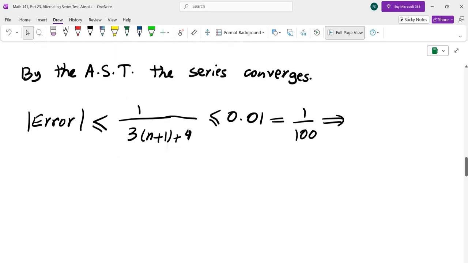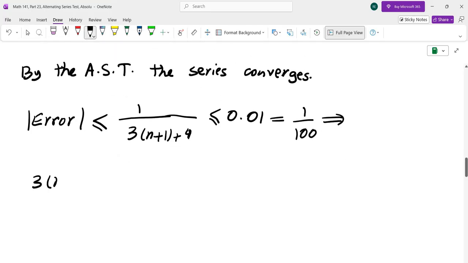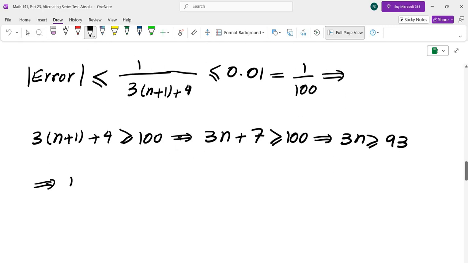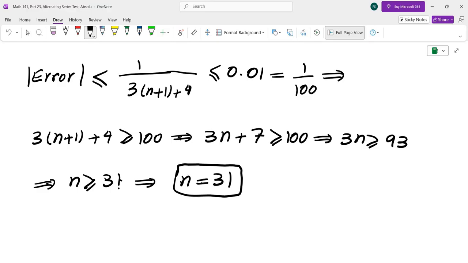If we take the reciprocal of both sides, we get 3 times n plus 1, plus 4, is greater than or equal to 100. Let's distribute that. We get 3n plus 7 is greater than or equal to 100. Subtract 7. We get 3n is greater than or equal to 93. Divide by 3. We get n is greater than or equal to 31. So n equals 31 is in fact the best answer.